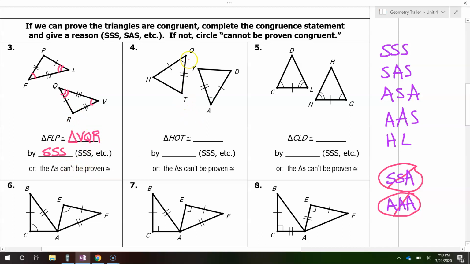Okay, problem number 4. I see that we have 2 sides and an angle. So that narrows it down. 2 sides and an angle. It's either going to be side, angle, side, because that's 2 sides and an angle. Or it could be hypotenuse, leg, because that actually is also 2 sides and an angle. Or it could be side, side, angle, which would mean that they can't be proven congruent because this one doesn't work. So having two sides and an angle narrows it down to these choices.